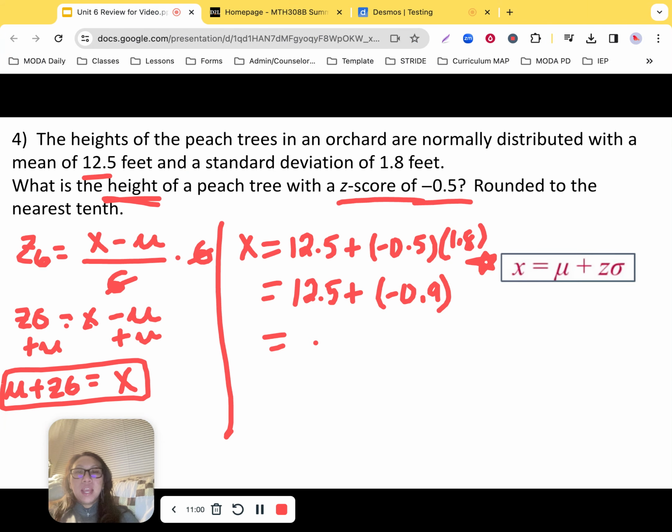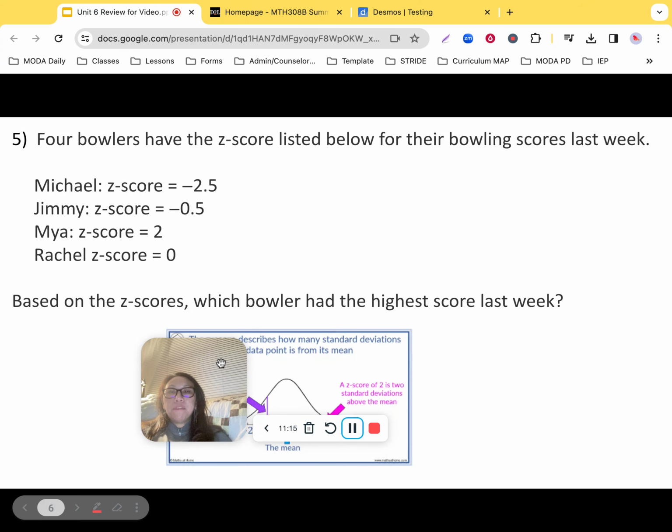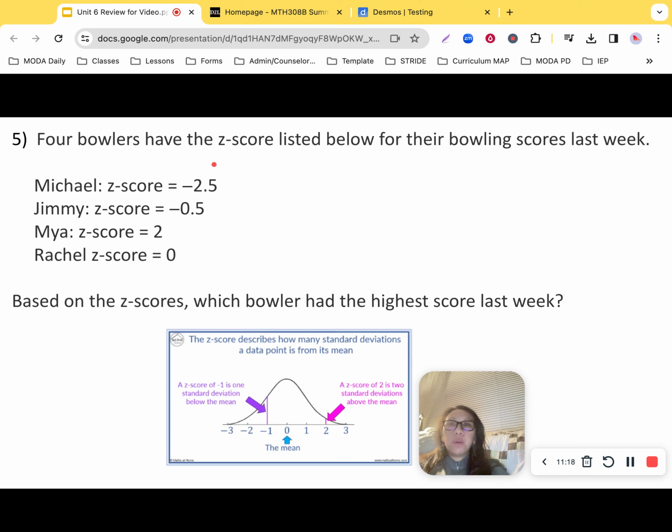So that would be the height of our peach tree, 11.6. And it is already in the tenth place, because remember, one decimal place is also the tenth place. All right, so that would be number 4. All right, question number 5. We are given 4 bowlers and the z-scores listed below for their bowling scores last week. And based on the z-scores, we are asked which bowler had the highest score last week.